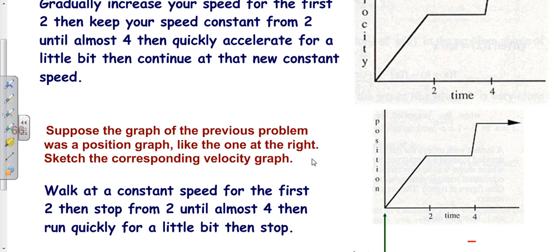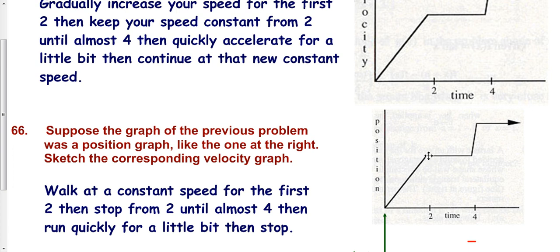Now, as you think about what's going on down below here, here we have a position or distance versus time graph. Here, your distance is slowly increasing at a constant rate. In other words, you're walking at a constant velocity because your distance is slowly increasing at a constant rate.